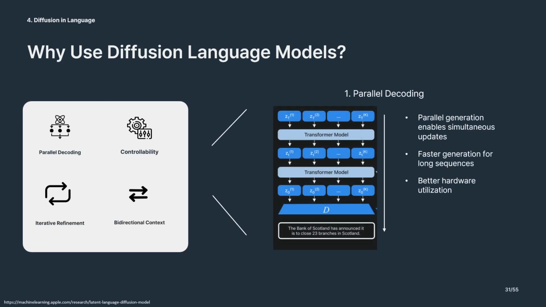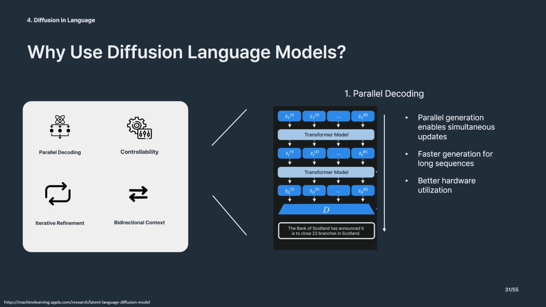Start with the first key strength of diffusion-based language models: parallel decoding. This is arguably one of the most fundamental advantages of diffusion models. As we saw earlier with examples like Mercury Coder and Gemini Diffusion, these models are able to generate full sequences in parallel rather than token by token. Unlike auto-regressive models, which generate one token at a time in a strictly left-to-right fashion, diffusion models can update all token positions simultaneously during each denoising step.